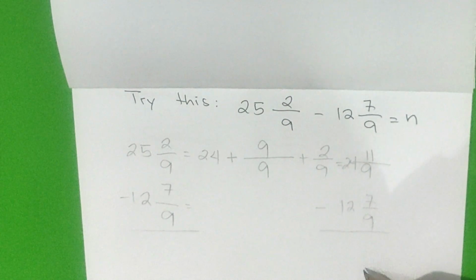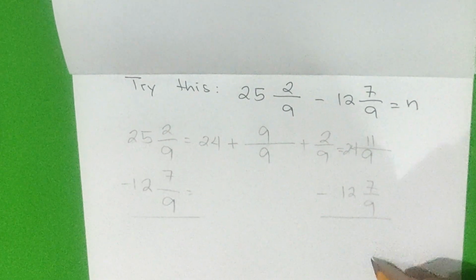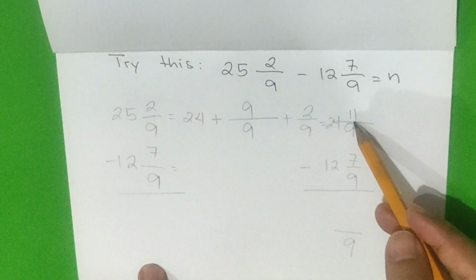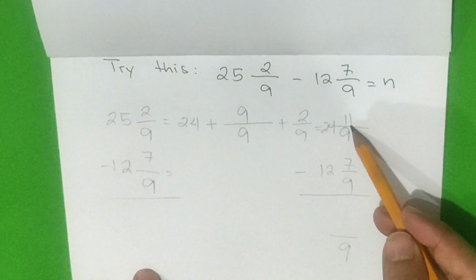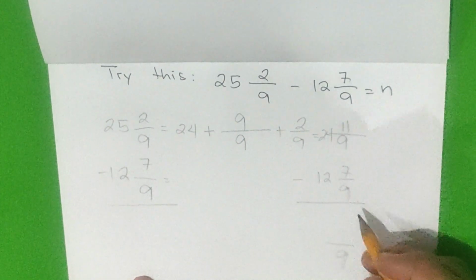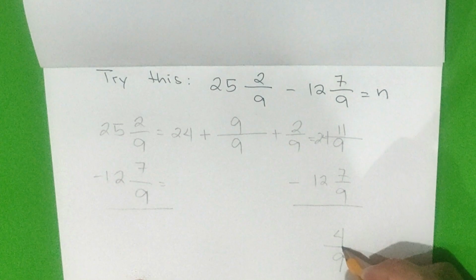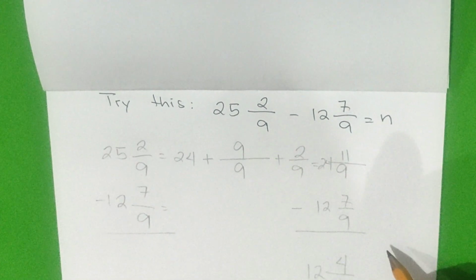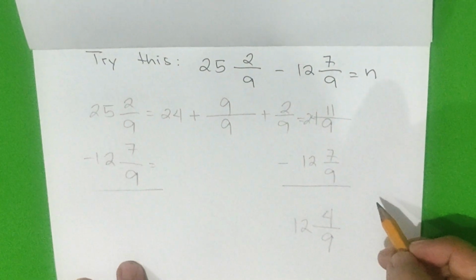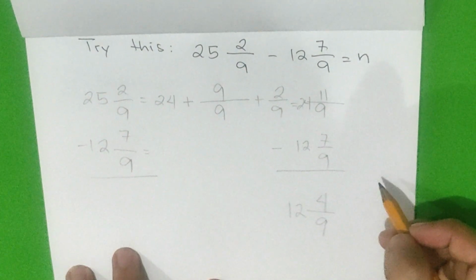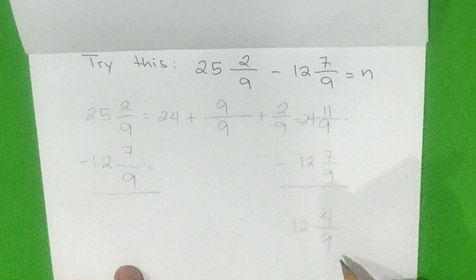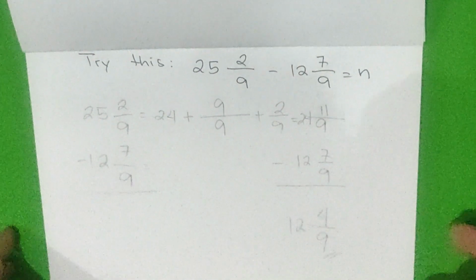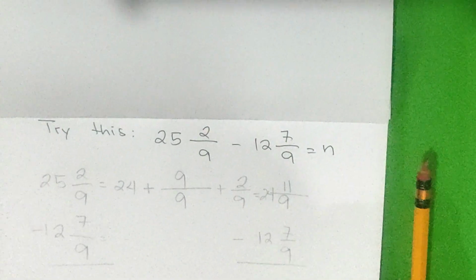Since the set of fractions are similar fractions, let's just copy 9. Then let's subtract the numerators 11 and 7. 11 minus 7 is equal to 4. And 24 minus 12 is equal to 12. The last step is to reduce the difference to lowest terms whenever possible. Since our difference is already at its lowest term, no need to do that. So our answer is 12 and 4/9.